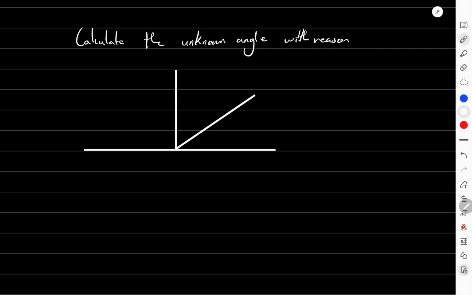Let me start here. We are given a line A, B, C. We have D here, we have E here. We have a 90-degree angle that is drawn over there. I have X and I have 43 degrees that is given over there. I'm required to calculate the value of X with reasons.